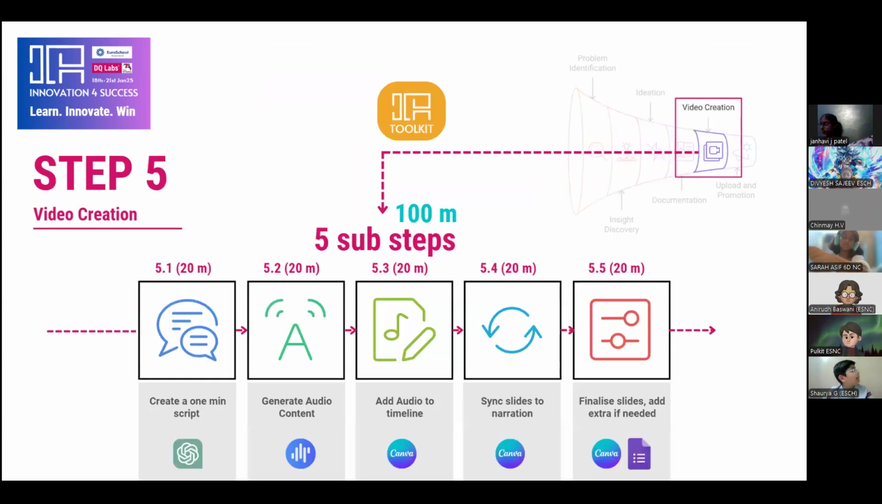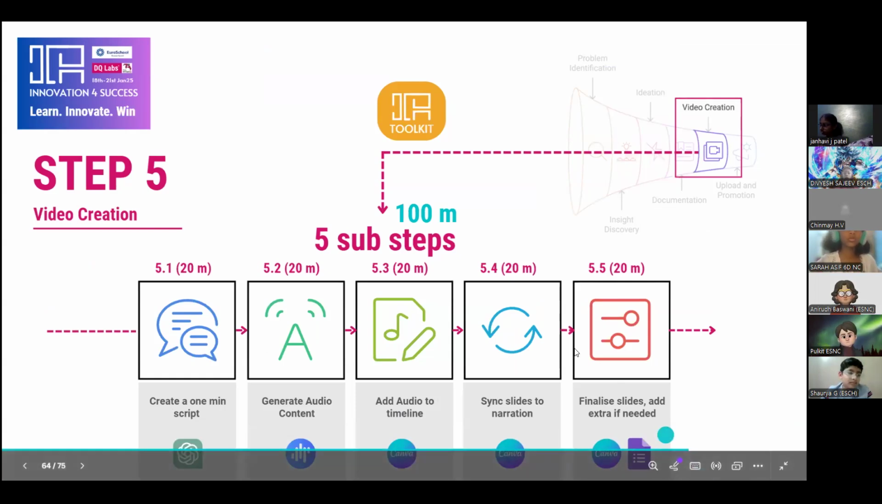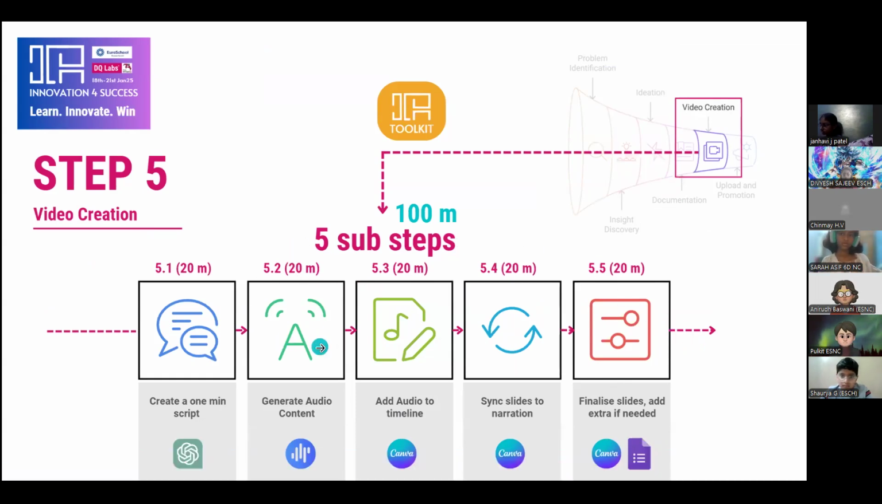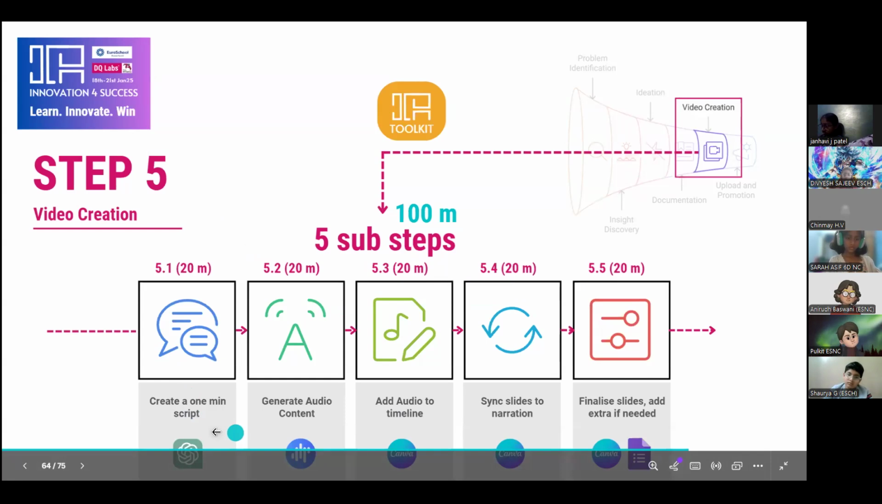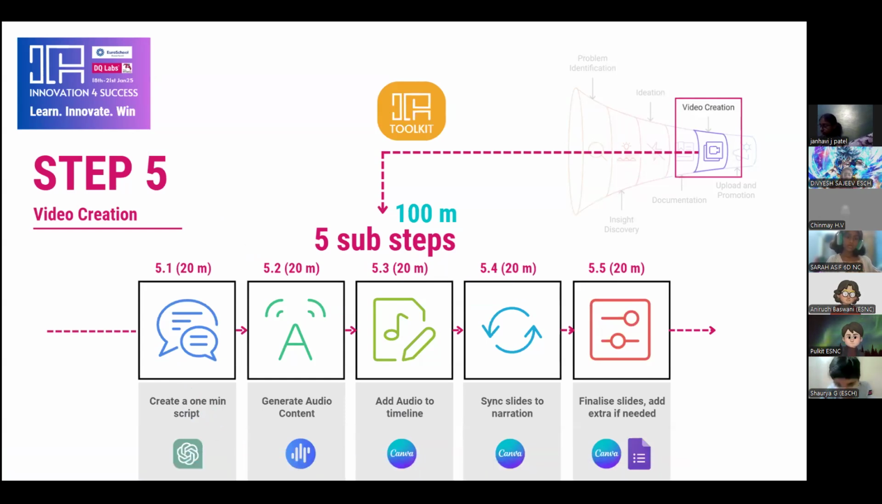So the fifth step is the video creation step that many of you seem to have a doubt in. Here what we'll be doing is creating a script and then making the final video on Canva. Again, there are 5 sub-steps here. The first one is to create a 1 minute script. All of us have created a similar script yesterday using ChatGPT. You'll be given a prompt for the day of the hackathon as well, and this will help you to create a 1 minute script.